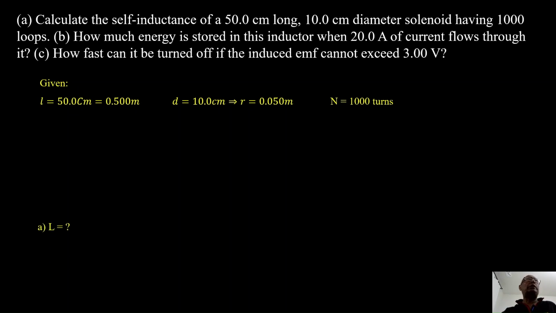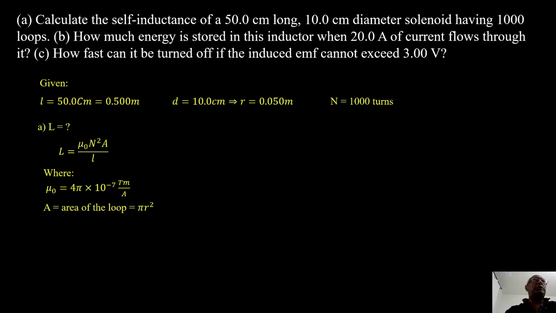So what is A asking for? A is asking for inductance, L. And we know that the inductance of a solenoid is given by mu naught n squared A over L, where mu naught is permeability of free space, and that is actually equal to 4 pi times 10 to the minus 7 Tesla meter per amp. That's a constant. It's a table value, where n is the number of loops, and A is the area of the loop. And the area of the loop, we're assuming it to be circular, is pi r squared.